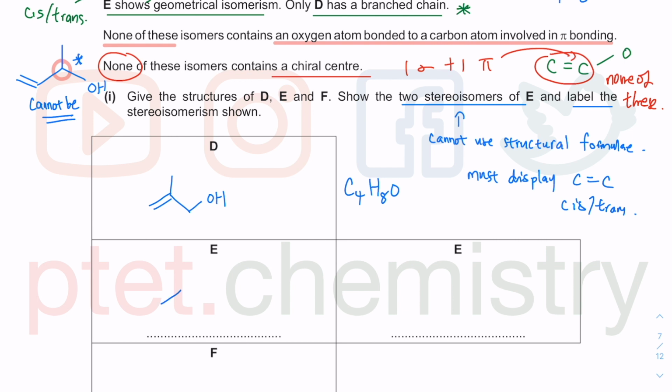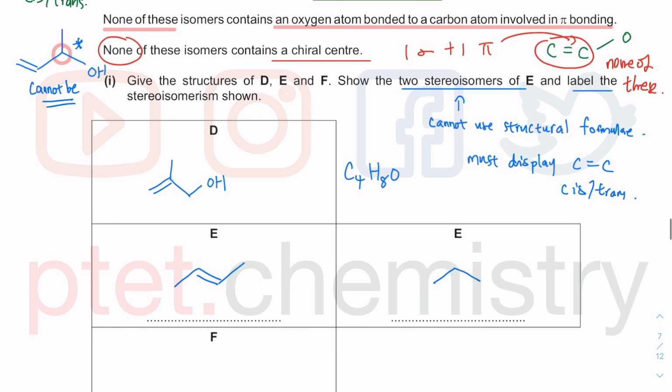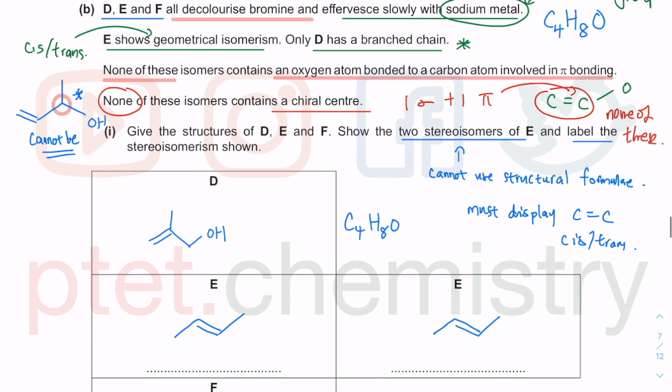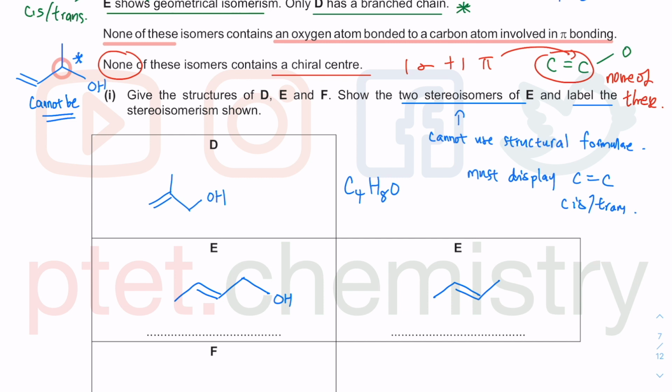So we cannot have this. We cannot have this, all right? Because there is no oxygen directly bonded to a carbon involved in the carbon-carbon double bond like that. So we must be looking at cis and trans like this, perhaps. 1, 2, 3, 4. And then we are missing an OH. And the OH cannot be directly bonded to the carbon with a double bond. So it has to be bonded to the next carbon.